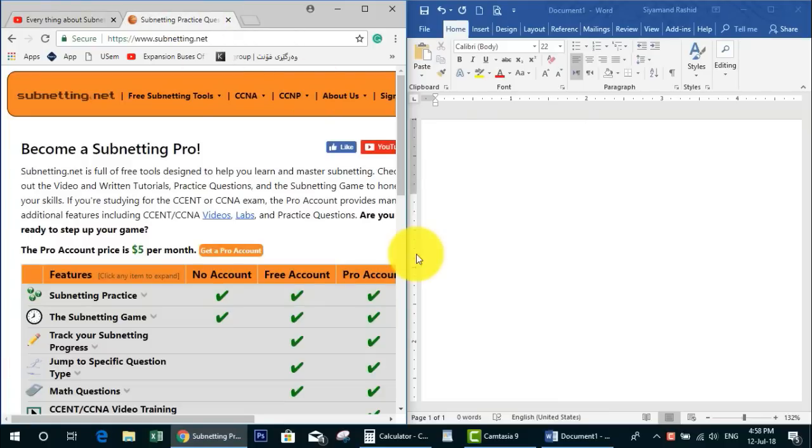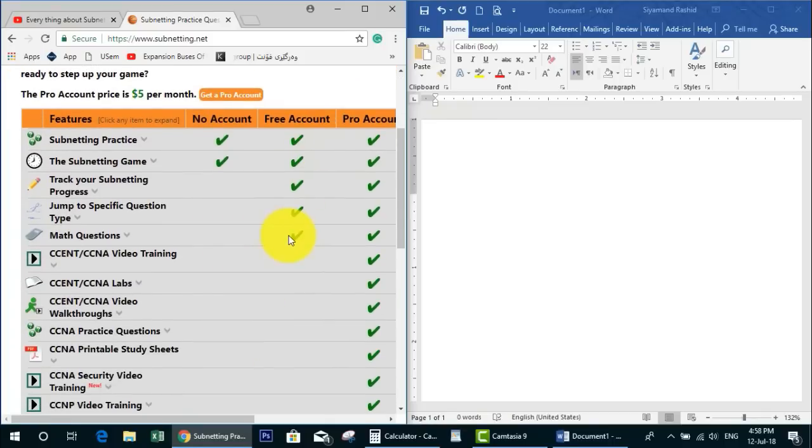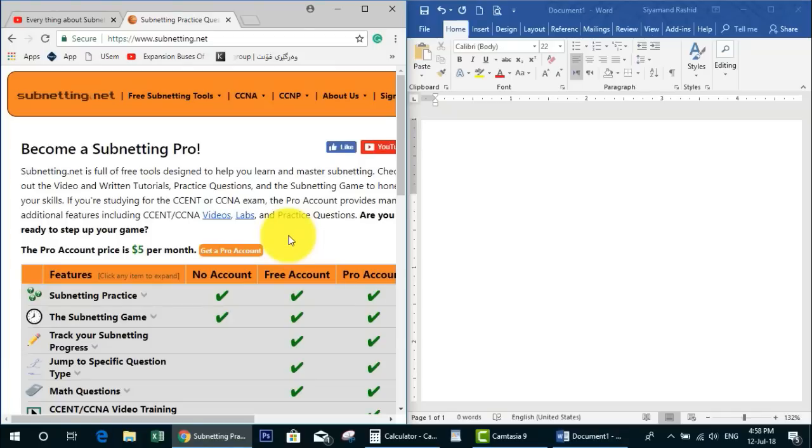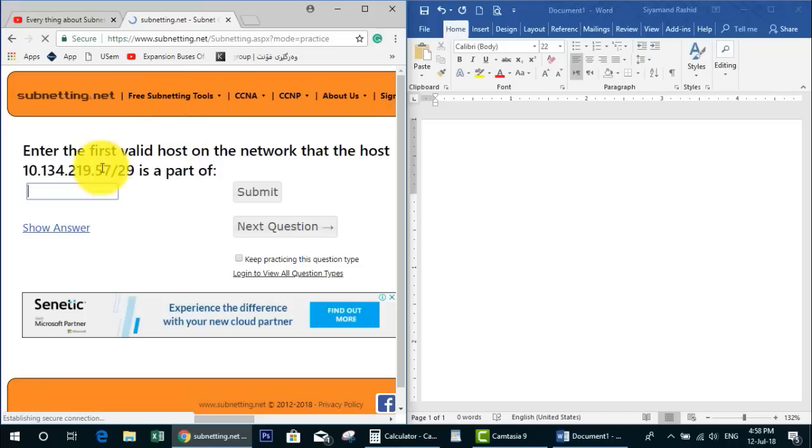So today we would like to do some practice through this website. This is a good website which allows you to create an account, and if you would like to have a premium account, you will get many features, but the free account is sufficient for today's video. So let's get started. For this we go to free subnetting tools and click subnetting practice. Here we go. We have the first question, which asks for the first valid host.